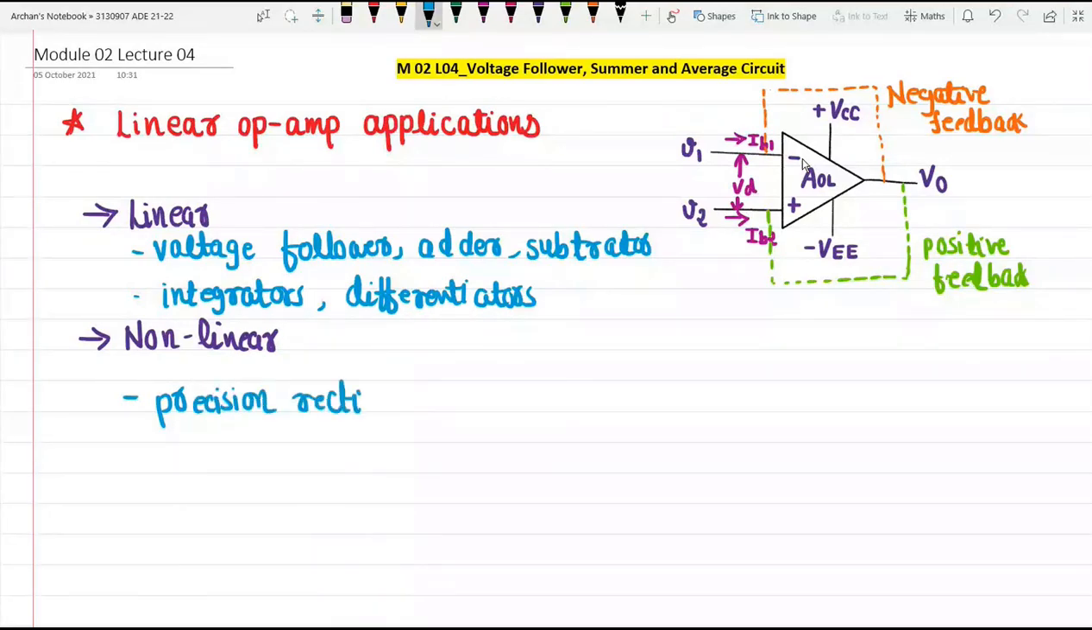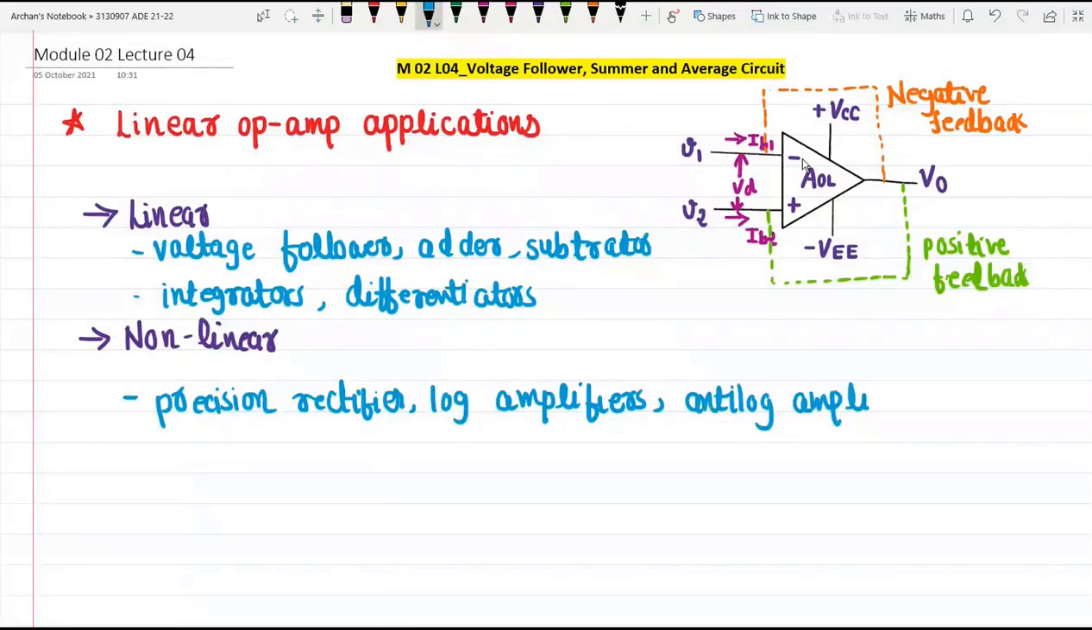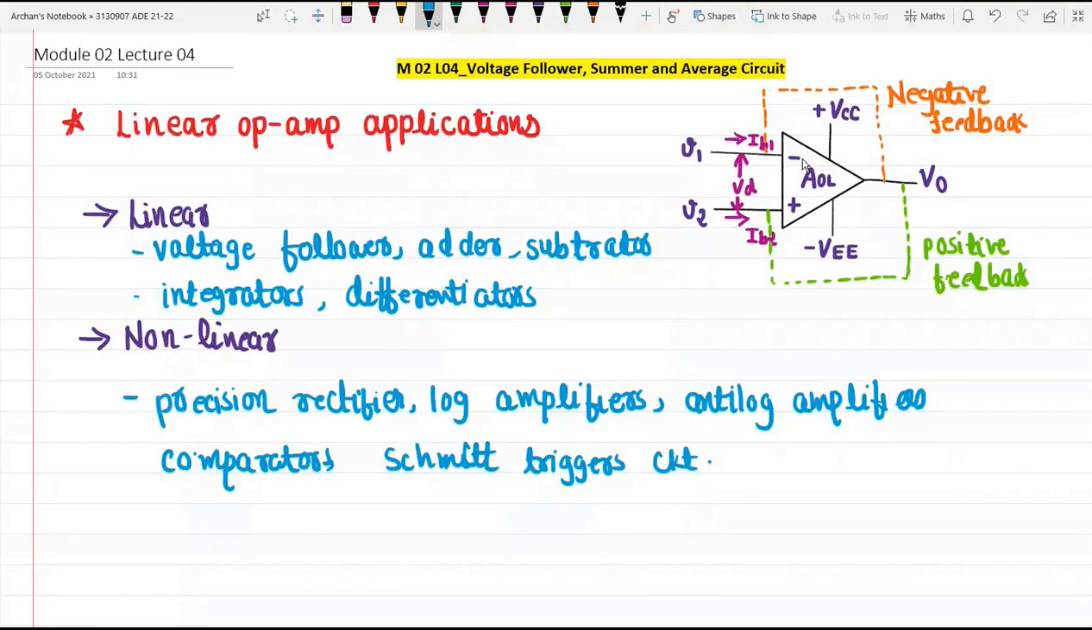precision rectifier. Then you may call log amplifiers, anti-log amplifiers. Okay, we are going to see each and every application in detail. Then comparator, and Schmitt trigger circuit. Okay, so these are some of the non-linear applications using operational amplifier. Okay, so in this typical module 2, we are going to see the linear applications of op-amp, and in the next module we will understand about the non-linear applications of the op-amp.